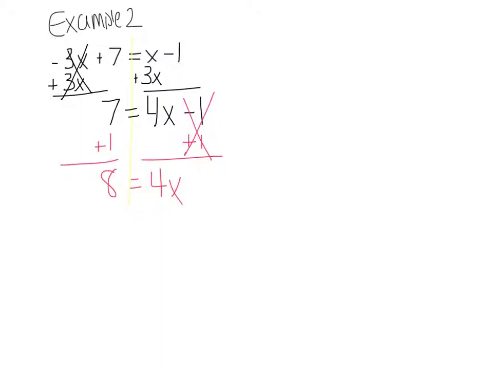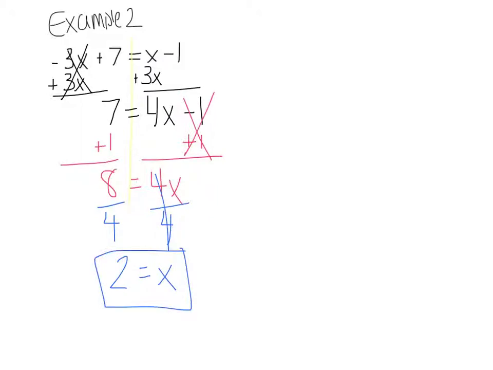Well, my last step will be to divide by however many x's I had. So I had 4 of them, so I'm going to divide both sides of my equation by 4. And 4x divided by 4 is just x. And then 8 divided by 4 is 2. So what I found here is that my answer is x equals 2.